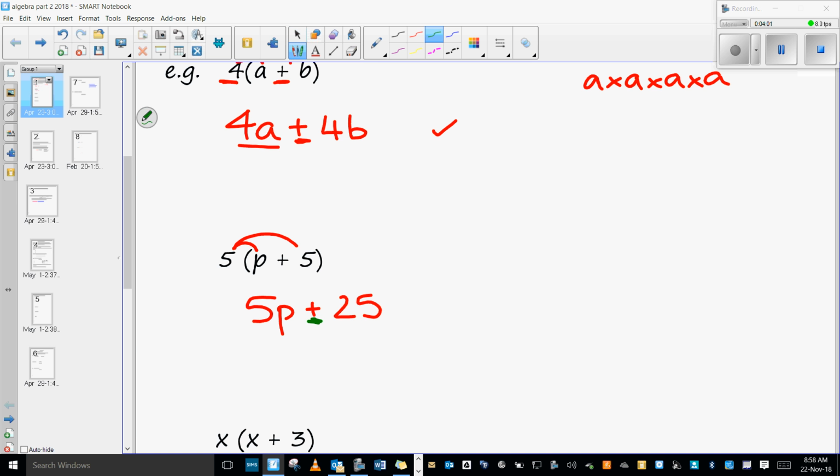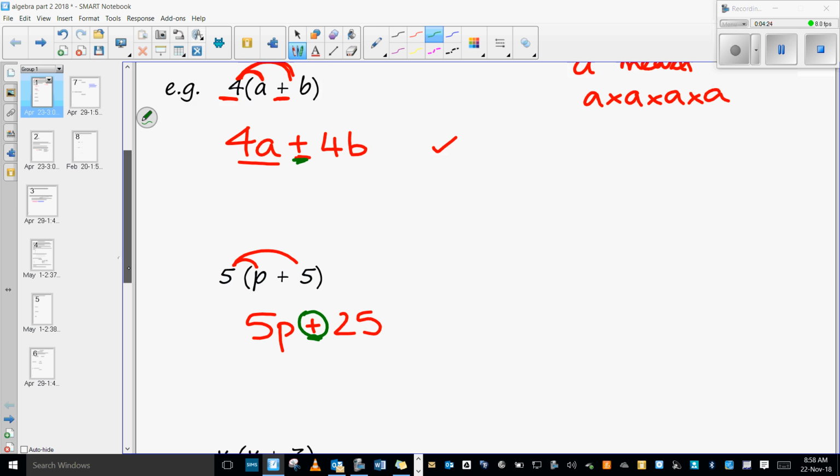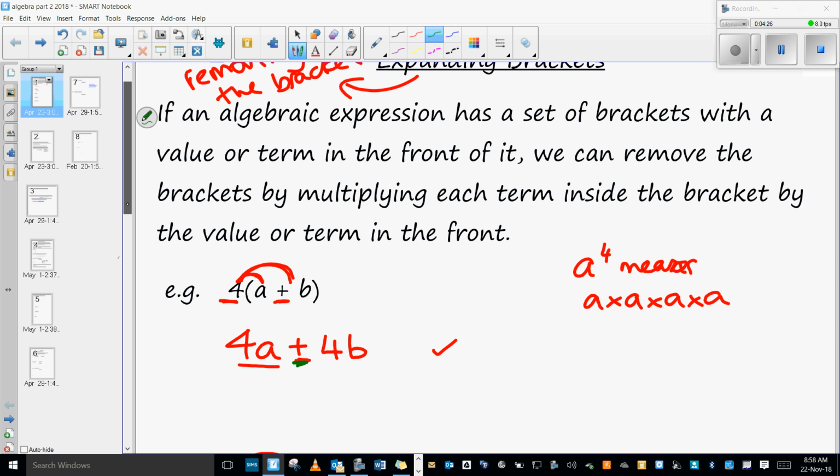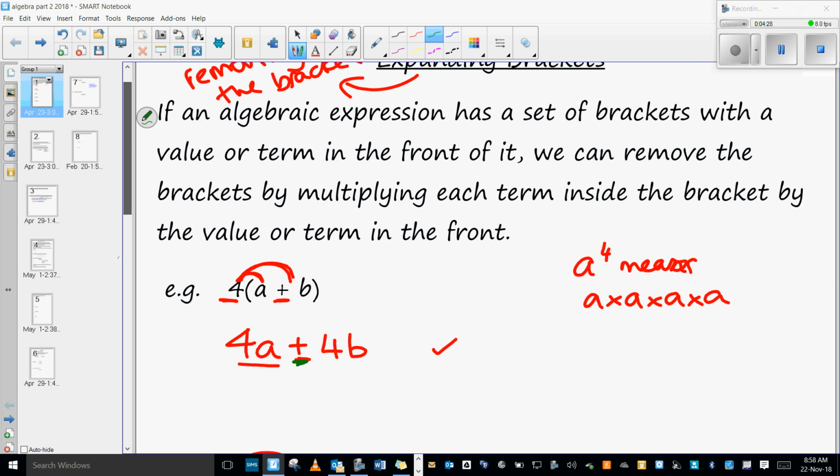So we only have to keep an eye on this if the value in front of the bracket is a different sign. Otherwise, we're just doing 5 multiplied by p, which is 5p, and then 5 multiplied by 5, which is 25. Why are you multiplying? Because there's a plus. Okay, what does it mean if things are next to each other in maths? What are we doing to them?